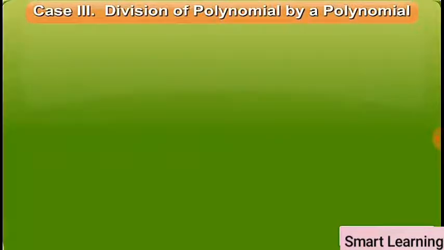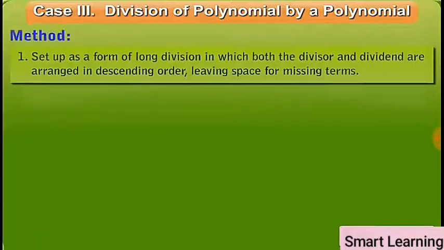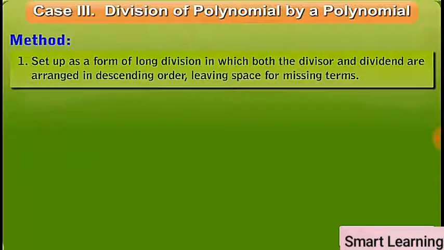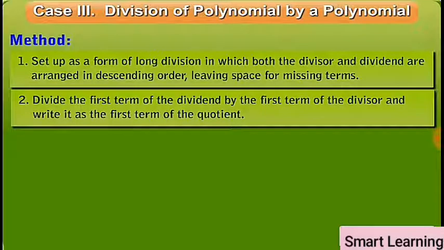Case 3. Division of a polynomial by a polynomial. Let's look at the method of division of a polynomial by a polynomial. First, set up as a form of long division in which both the divisor and dividend are arranged in descending order, leaving space for missing terms. Second, divide the first term of the dividend by the first term of the divisor and write it as the first term of the quotient.